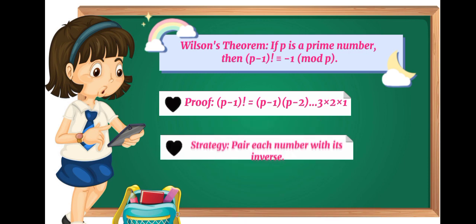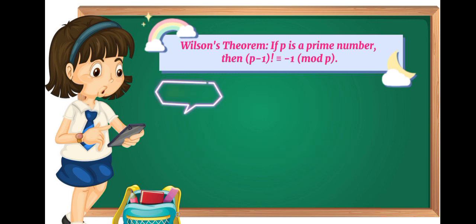The strategy is to pair each number with its inverse. Because we're working mod p, the integers mod p are a field, which means that other than 0, you can't divide by 0. So every non-zero number mod p has an inverse. So we should conceivably be able to pair every number with its inverse, but there are a few exceptions.